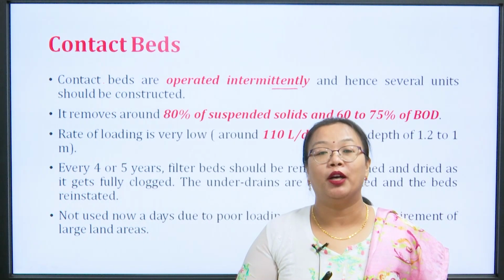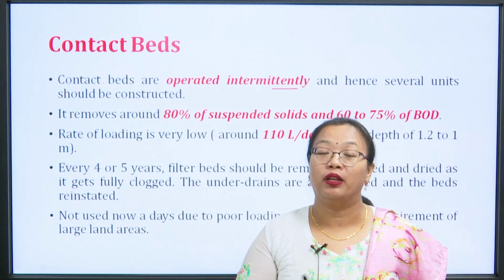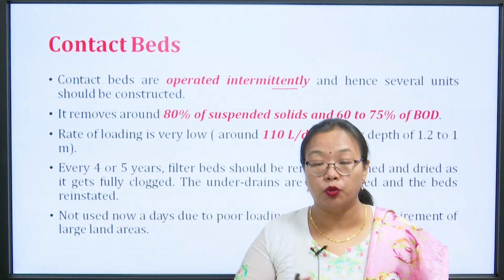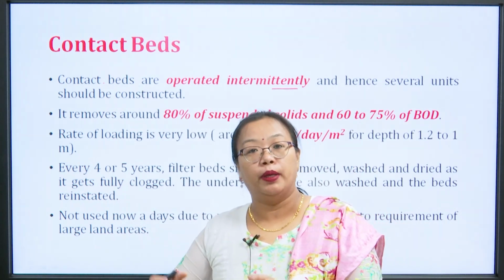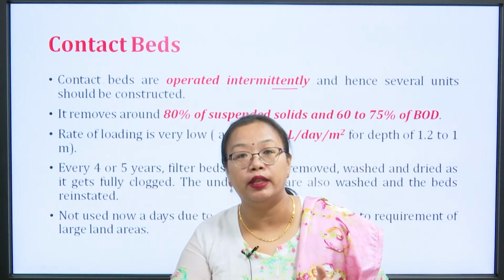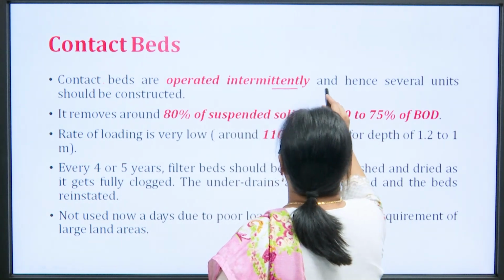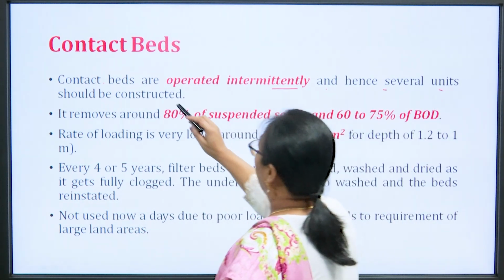So, what is the problem now? But the sewage is going to keep on coming. So, when one contact bed is in use, you need another contact bed to be in use. So, you should have a series of contact beds, right. So, contact beds are operated intermittently and hence several units should be constructed.